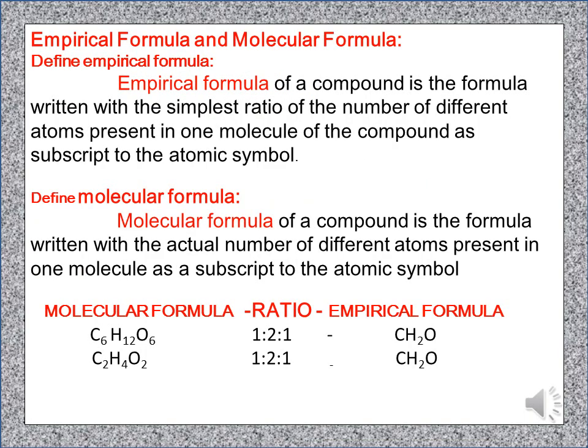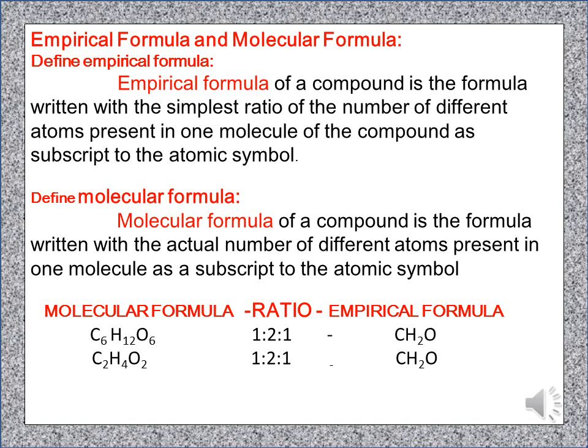So there are two different types of formulas possible for a molecule. One is called empirical formula, another one is called molecular formula. Molecular formula is the exact formula of the molecule, but empirical formula is the simplest formula. It is actually a ratio of different atoms present in one molecule. It gives the simplest ratio of the different number of atoms present in the molecule.